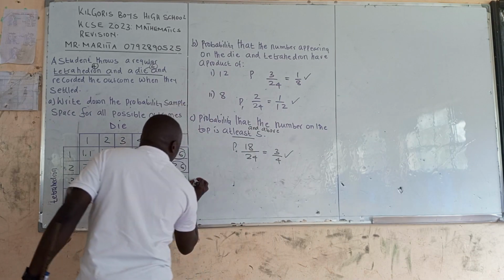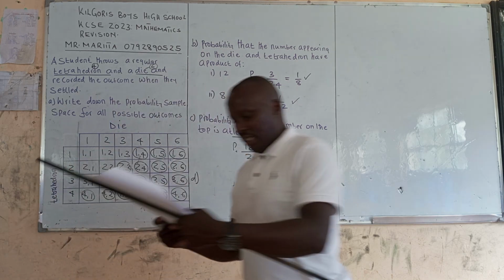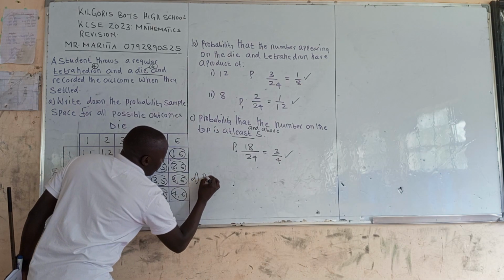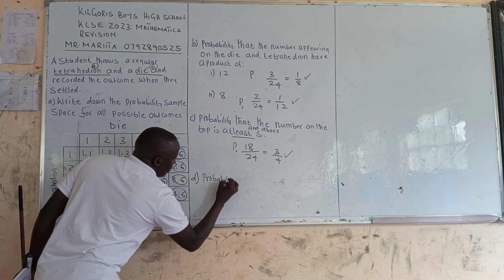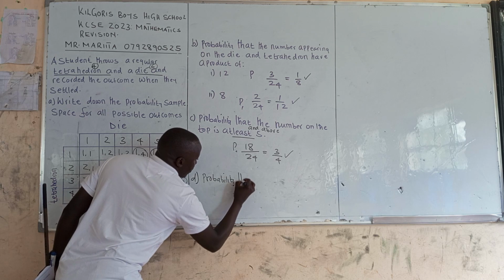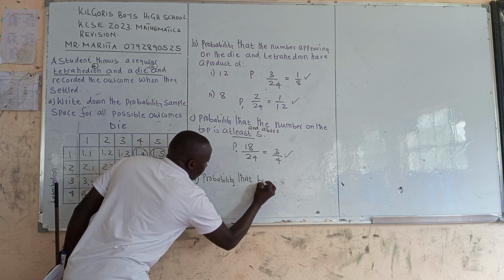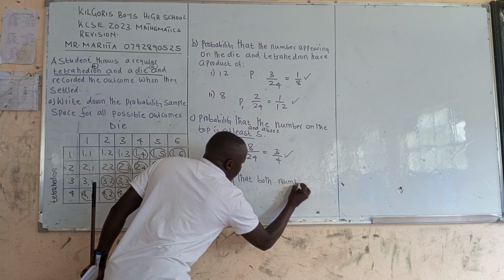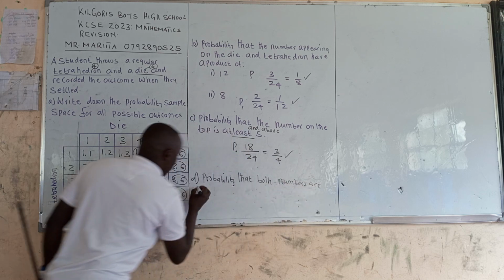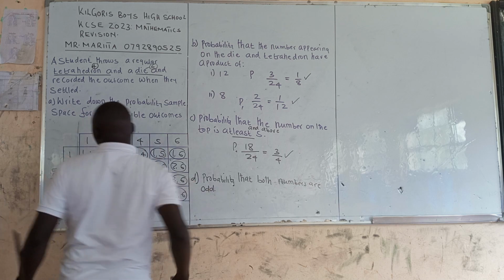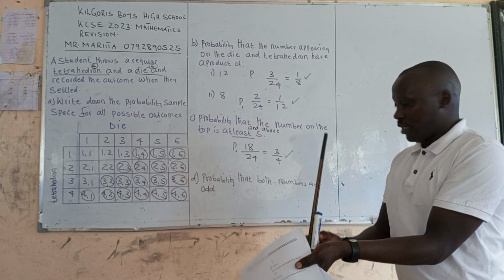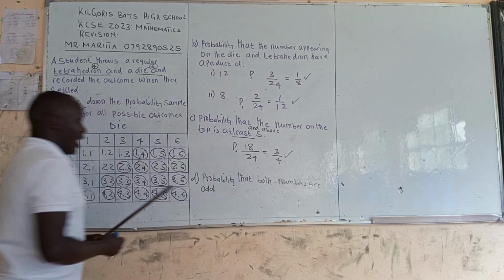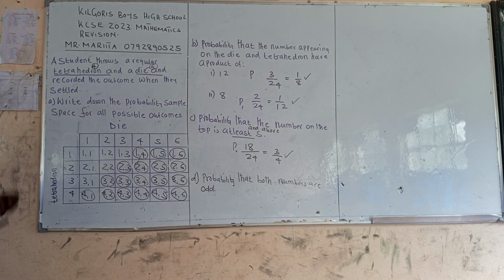Then number D, we are supposed to find the probability that both numbers are odd. So what is the probability that both numbers are odd? Odd numbers, what are the odd numbers?